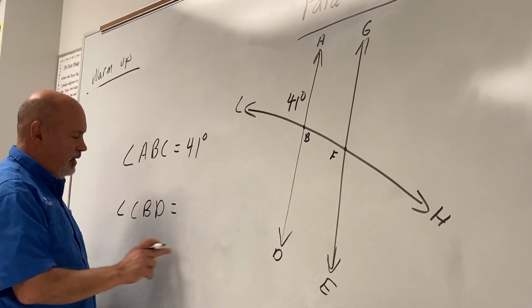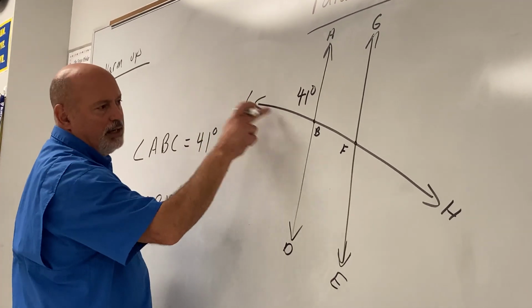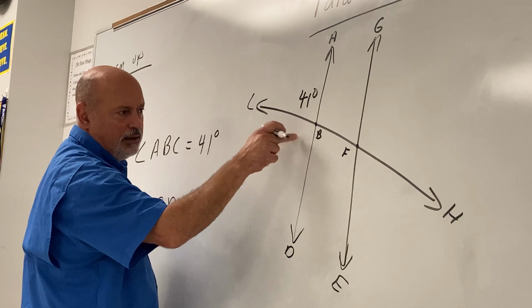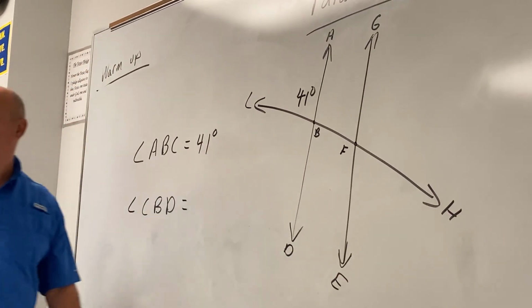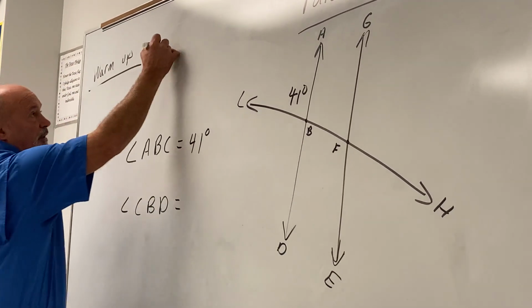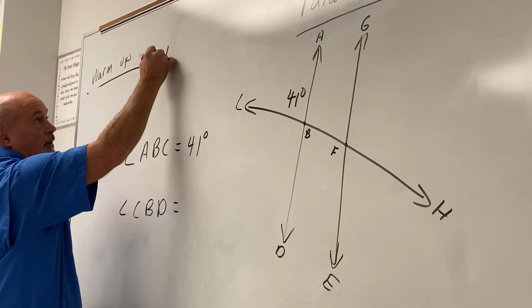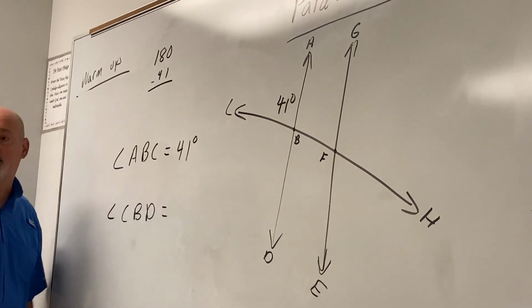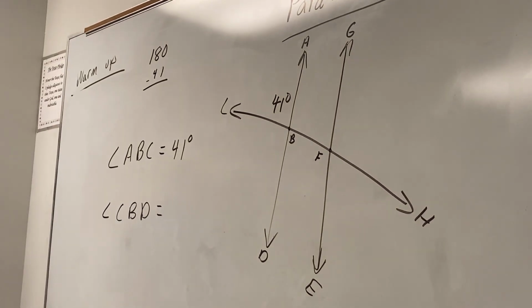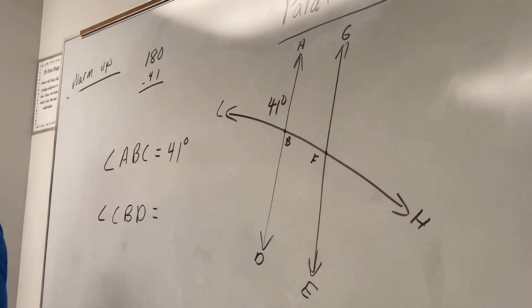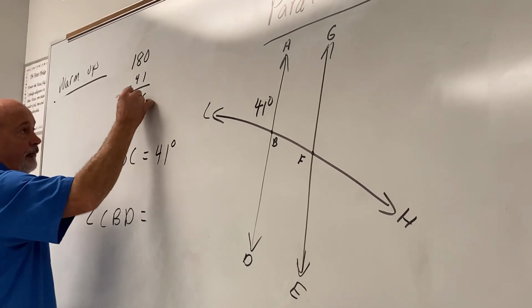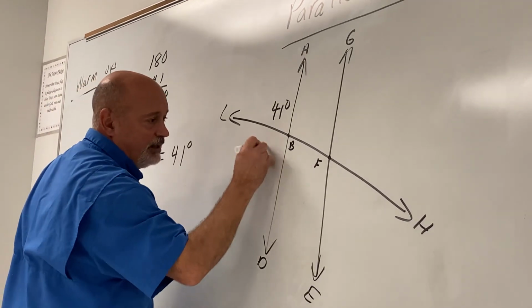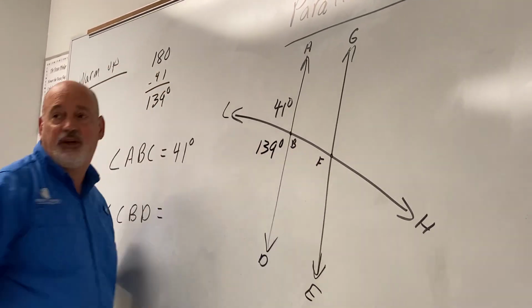Aren't we looking for CBD, this angle right here? Is that little or big? Big. Well, then how can we figure out what the big one is? 180 minus 41. What's your calculator say? What's 180 minus 41? 139. So the big one in this problem would be 139 degrees.